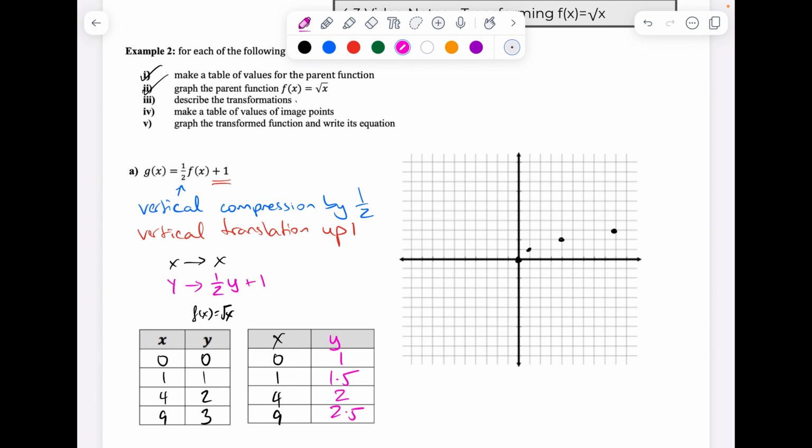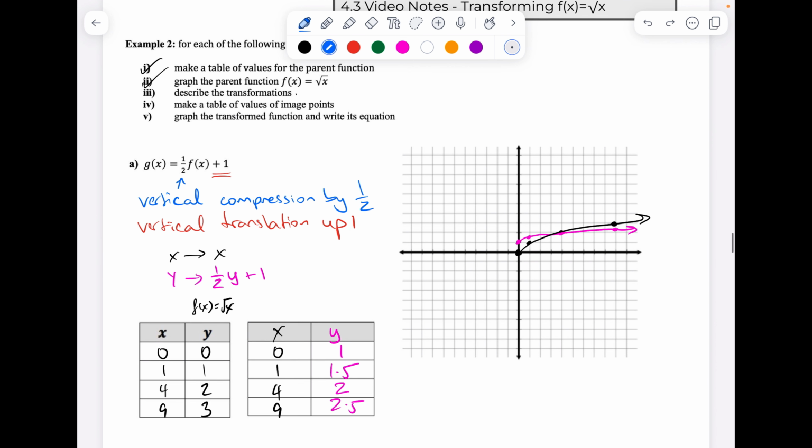So 0, 1, so moved up by 1. 1, 1.5. 4, 2, and then 9, 2.5. So this has been moved up by 1, and then it's been vertically compressed by a half, so squished, okay? So if I move this black graph up by 1, it would look like this, but then we compressed it down to look like that pink one, okay?